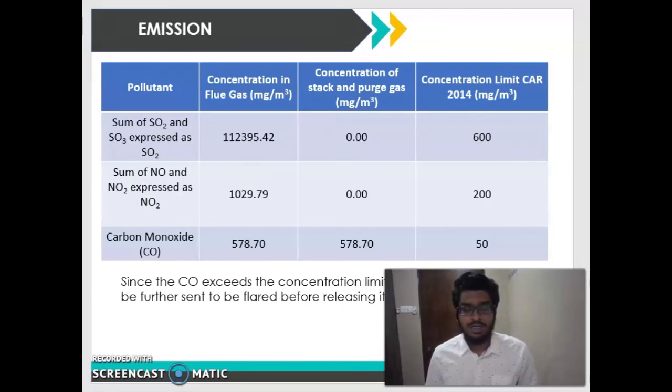Next, these are the concentrations set by the Clean Air Regulations 2014 for the pollutants. And since the carbon monoxide exceeds the concentration limit of CAR 2014, it would be further sent to be flared before releasing it to the atmosphere.